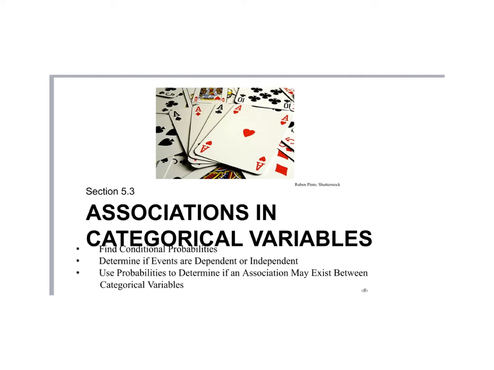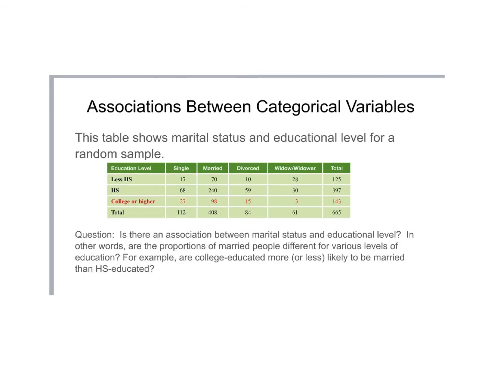In this video, we're going to start off with section 5.3, associations in categorical variables. And we're mainly going to focus this section on finding conditional probabilities. So let's first start off by talking about associations between categorical variables. For a quick second, I want to focus on this word association.